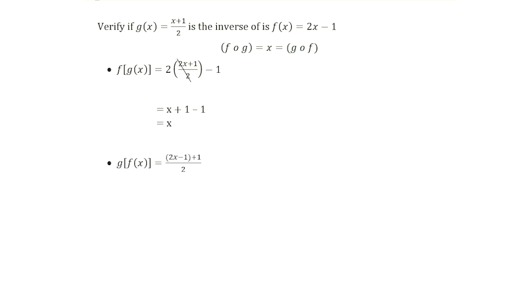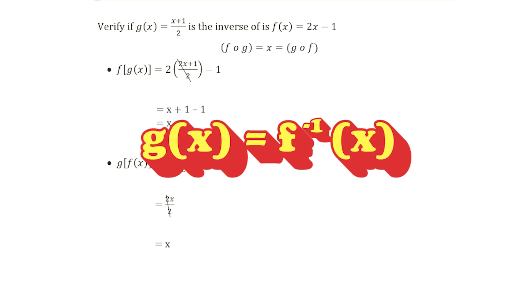G of f of x is equal to 2x minus 1 plus 1 over 2. 2x minus 1 plus 1 is 2x. So we write down 2x over 2. Since the denominator is 2, we write down x, proving that g of x is indeed the inverse function of f of x.